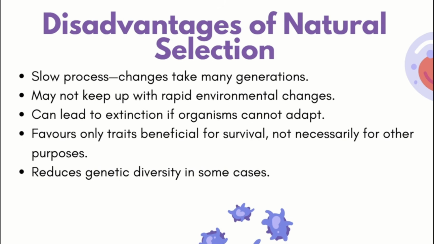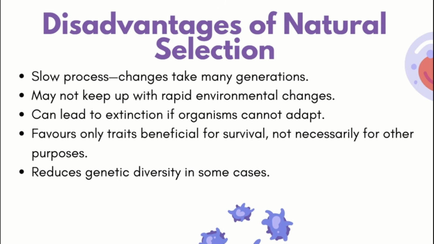And then another disadvantage is that it reduces genetic diversity in some cases. Let's go back to the bird example. Some of them had hard, tough beaks. Some of them had soft, short, not strong beaks. And if they get rid of the not strong beaks and only leave the ones with the tough, hard beaks, then that's less diversity, because all of them in the population are going to have the same thing.